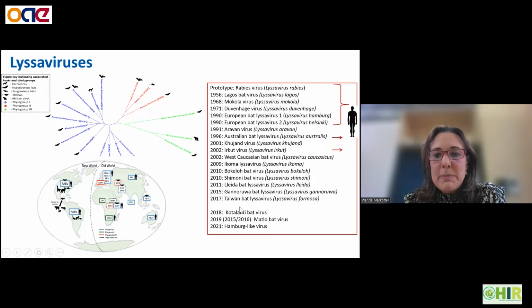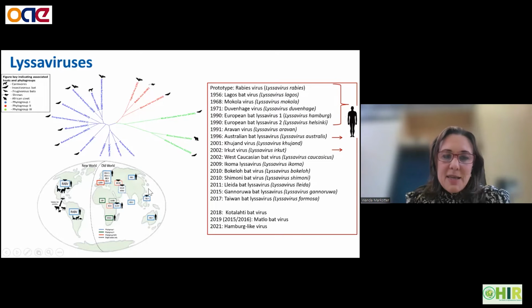And I'm going to tell you about the two new ones that I've mentioned here at the bottom. They've got very distinct geographical locations, as you can see here on the map. Some of them only occur in Africa, some of them only in Europe, some of them only in Australia. So they seem to have a very distinct geographical and sometimes even bat species niche. Most of them are associated with bat species, with here and there, we're not exactly sure what the reservoir is.